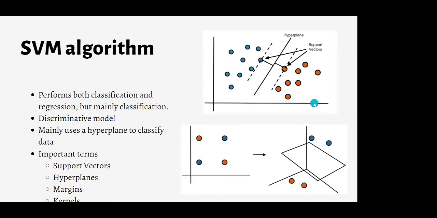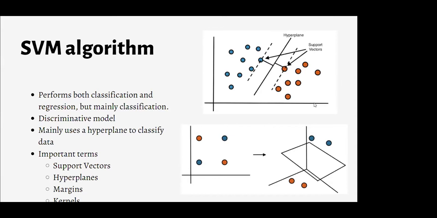The four important terms: support vectors first. So support vectors are basically the data points that are closest to the hyperplane that is mentioned. So in the graph, you can see there's a hyperplane drawn, and there are two data points that are marked here as support vectors. So these two data points are the points that are closest to the hyperplane. So these data points will define the separating line or the hyperplane by calculating margins.